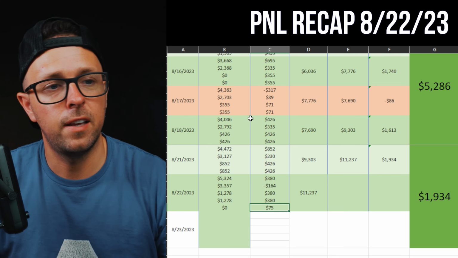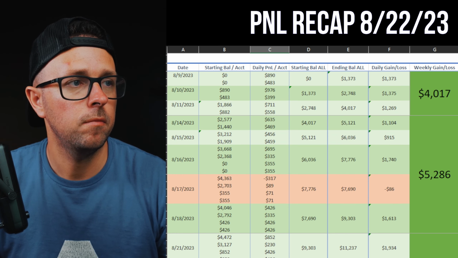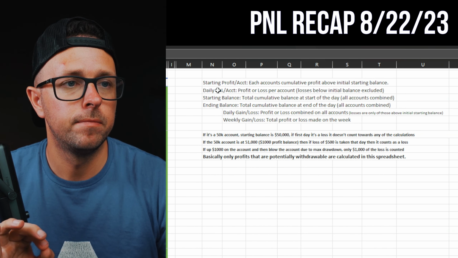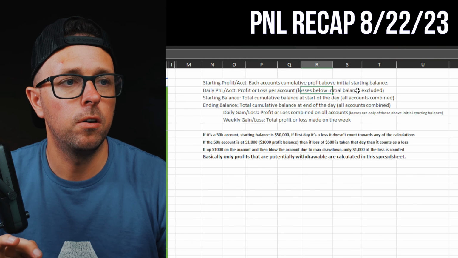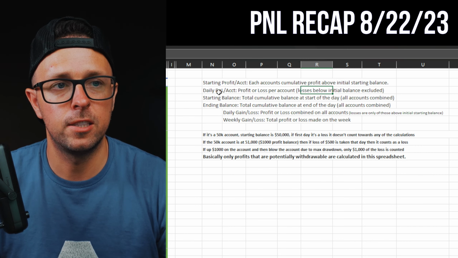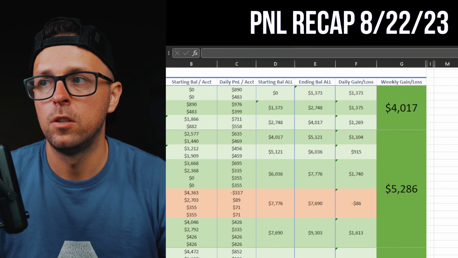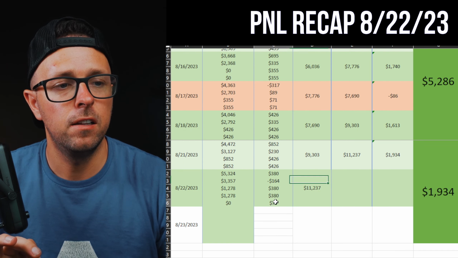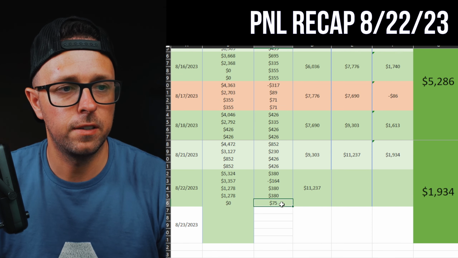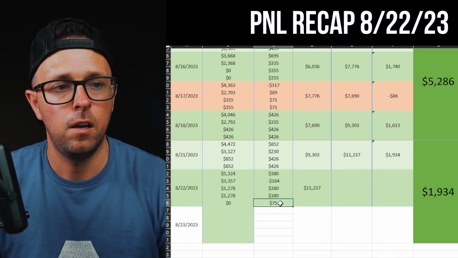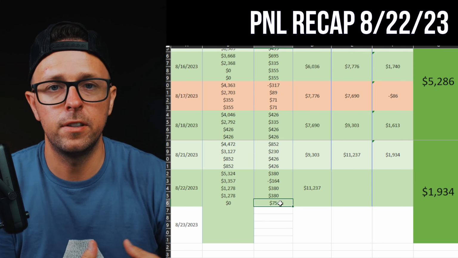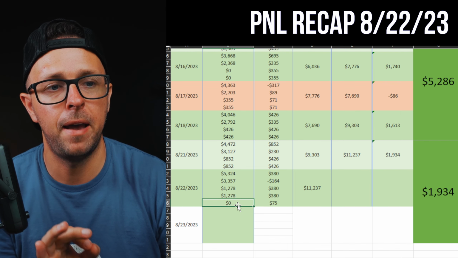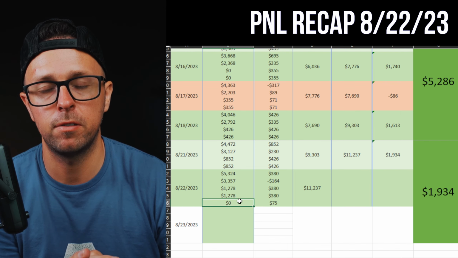The great thing is that I always mention that losses below initial balance are excluded, right? That's the daily P&L per account. So when you go back here, if I lost $850 on this account, I would have put 0 here. Okay, so if I finished the day down, let's say even $200, this would have been not negative 200, but 0, because the balance here is 0.